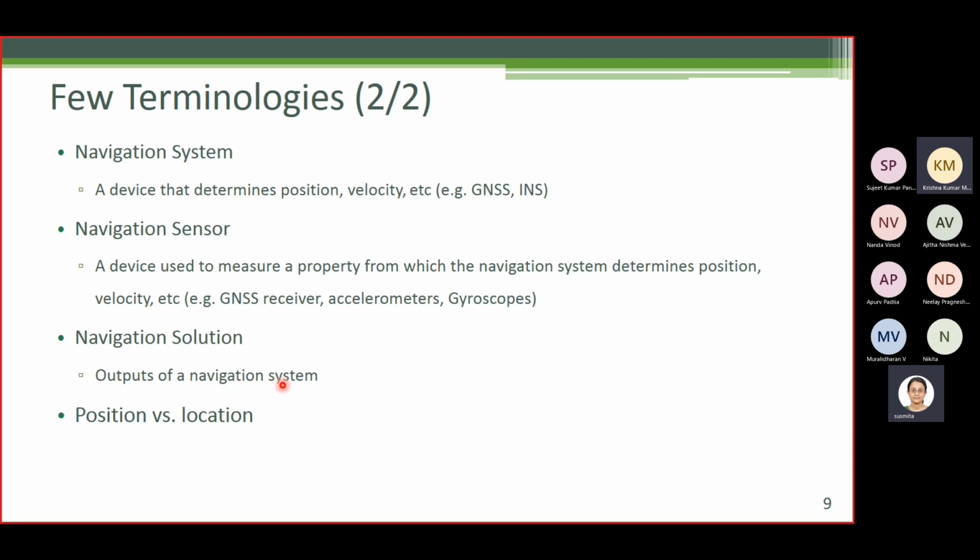Next is position versus location. We use both, right? Position and location. Can you think and tell me what could be the difference between these two? I'm giving you some time to think, and then tell me the difference. Are they the same or are they actually different? What do you think?